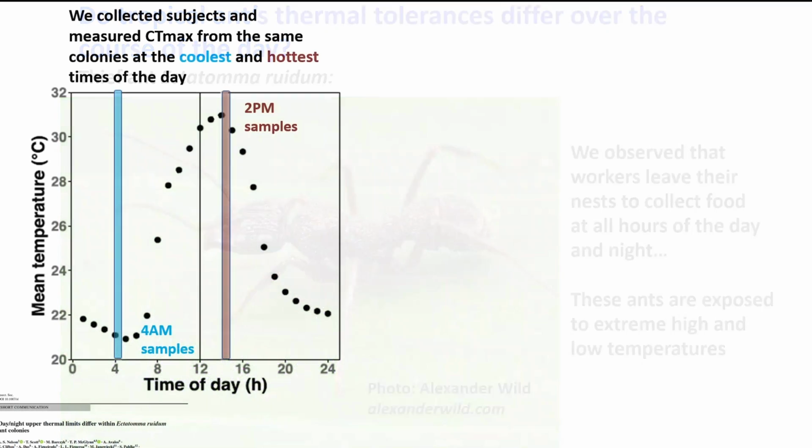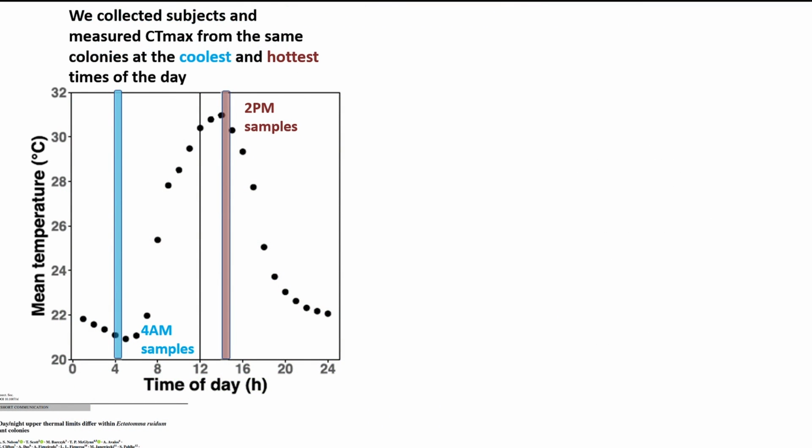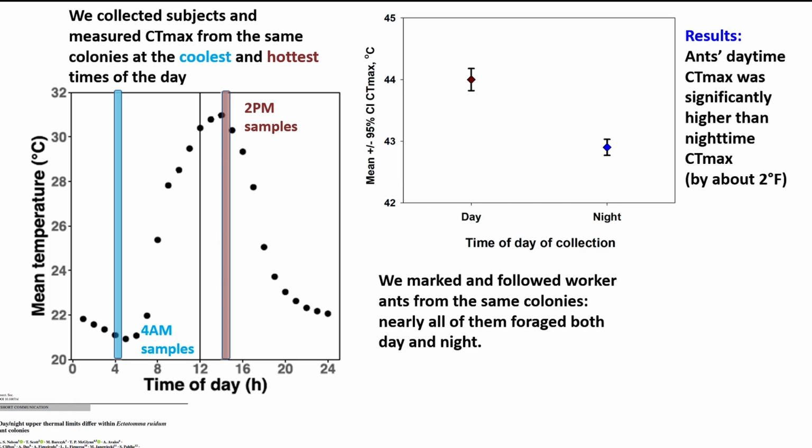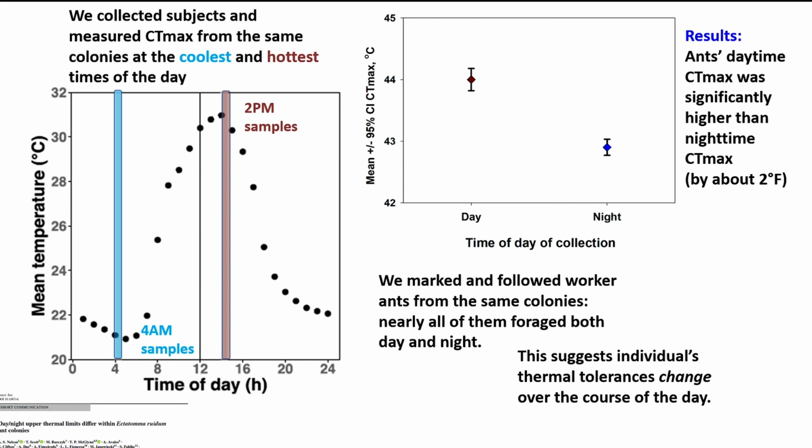We collected subjects during the coolest and warmest parts of the day, and then we measured their CT max. What we found was that consistently, daytime CT max was significantly higher for these ants than nighttime CT max, and the difference was about 2 degrees Fahrenheit. We also marked and followed some ants from the same colonies and found that nearly all of them were actively foraging both day and night. What this suggests is that these CT max differences we've observed over the course of the day actually represent changes in the individual's ability to accommodate high temperatures over the course of the day. So it suggests that there's a strong individual flexibility.